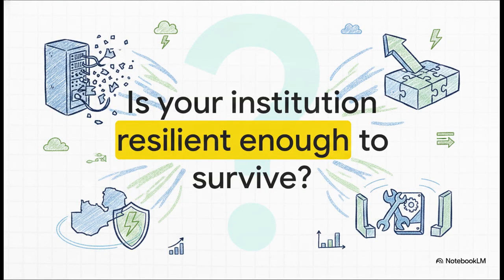Which brings me to a final thought to leave you with. If your primary systems failed today, is your institution truly resilient enough to survive tomorrow? Disruptions, whether it's a flood, a grid failure, or a cyber attack, they are completely unavoidable. But a catastrophic impact, that is a choice. Preparedness is what reduces that impact. So take these insights, evaluate your own readiness, and get to work on that survival toolkit.